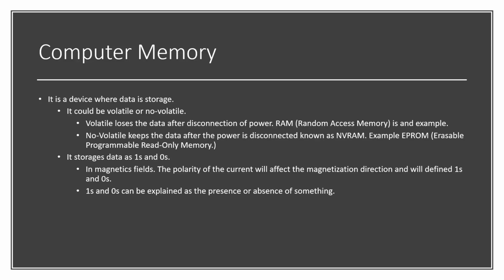In magnetic fields, the polarity of the current will affect the magnetization direction and will define ones and zeros. Ones and zeros can be explained as the presence or absence of something.